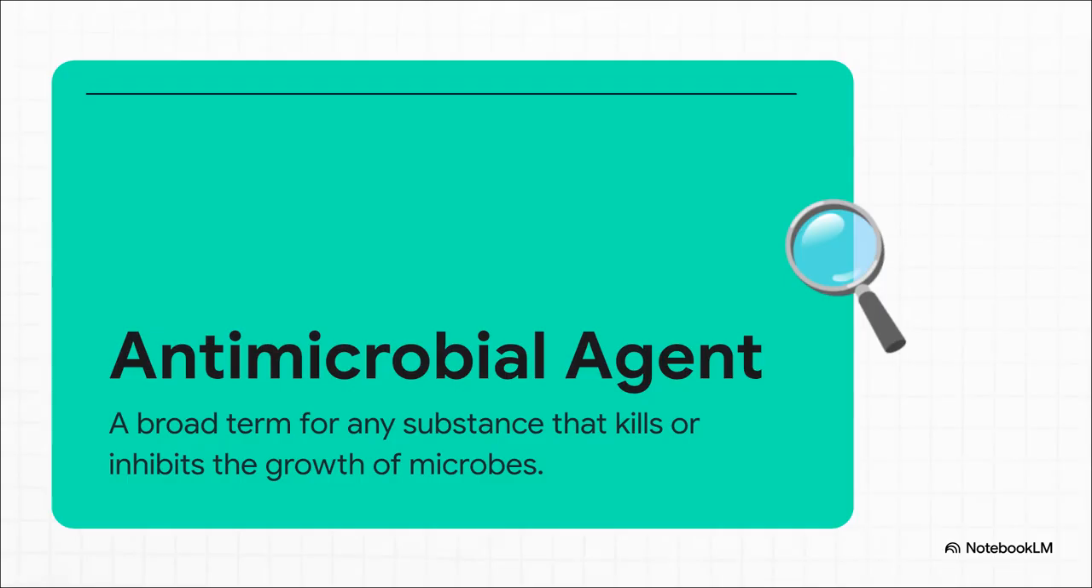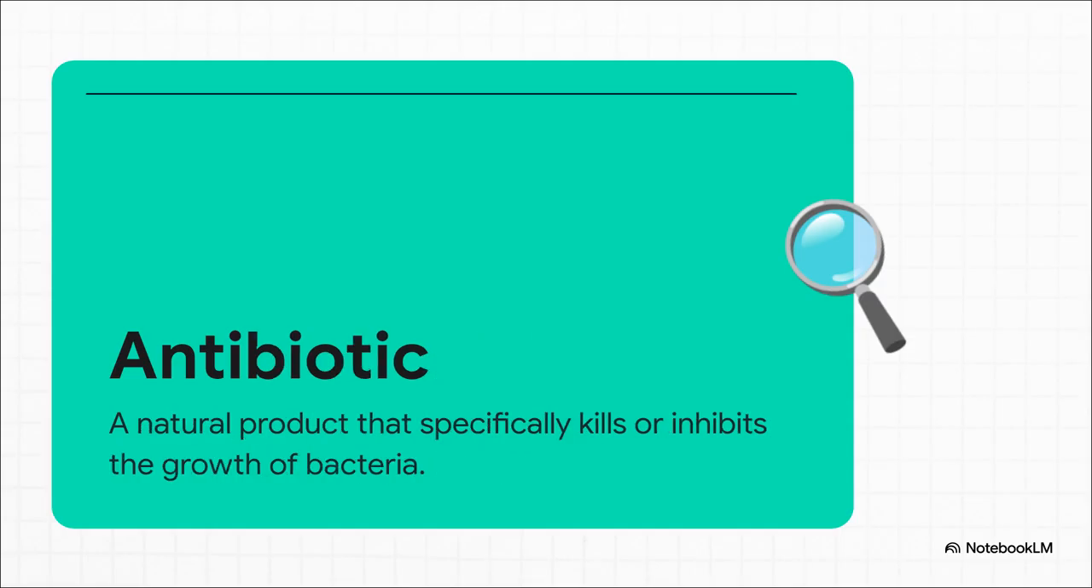Okay, so before we get any deeper, we gotta get our terms straight. The biggest, broadest category for these weapons is antimicrobial agent. This is really the umbrella term for any substance that goes after microbes, whether it's bacteria, viruses, or even fungi. But an antibiotic? That's way more specific. It's a natural product like Fleming's penicillin that's laser-focused on targeting bacteria. So think of it this way: all antibiotics are antimicrobials, but not every antimicrobial is an antibiotic. That's a really key difference to keep in mind.